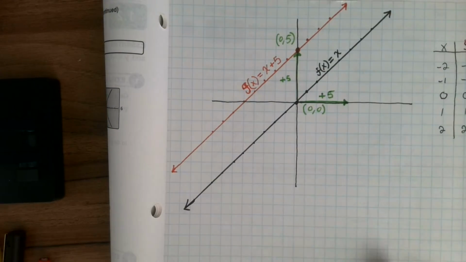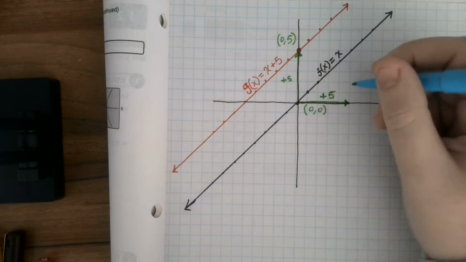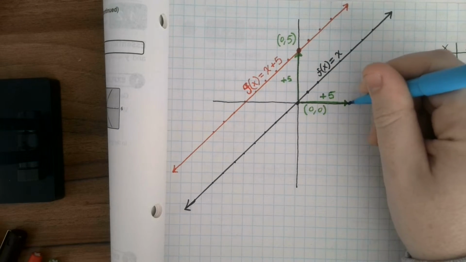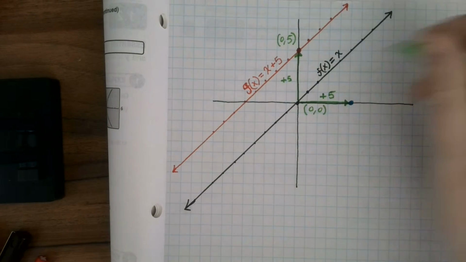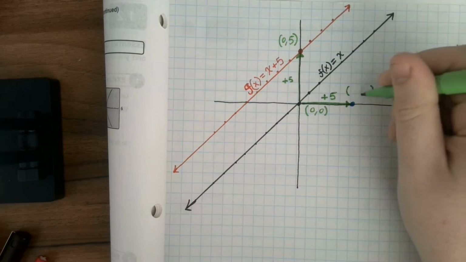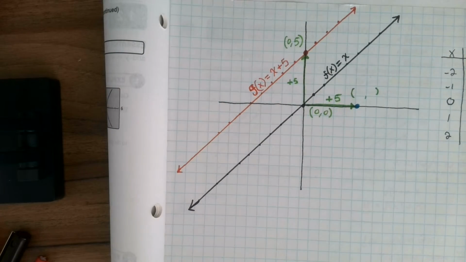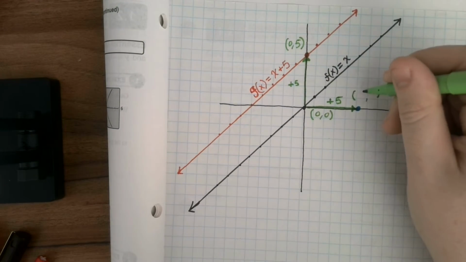Well, we know from last time it just means we want to move every point 5 units to the right. So we would get a point here. And what would those coordinates be? Well, if we move it 5 units to the right, what value is changing, our x or our y? It'd be our x value that's changing. Our x value got 5 added to it. So we'll be at 5, 0.